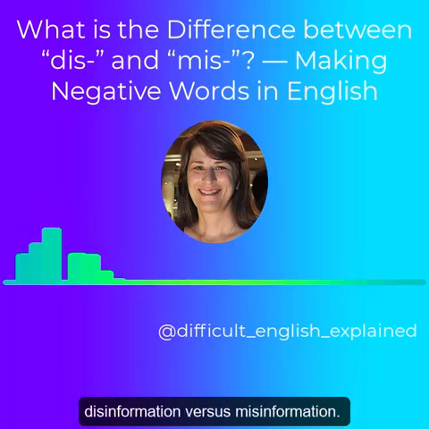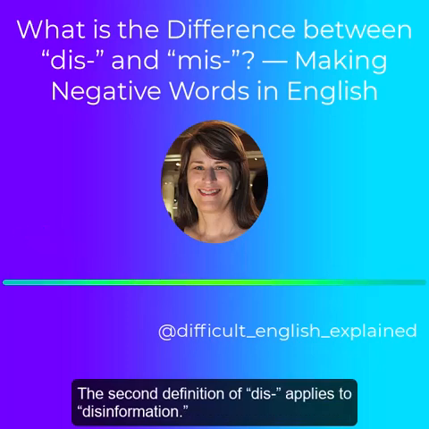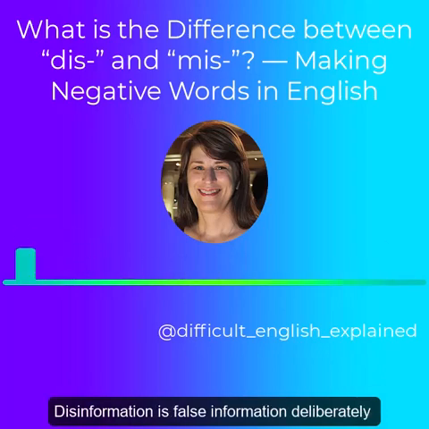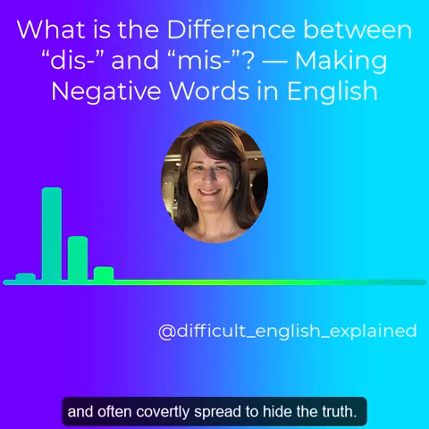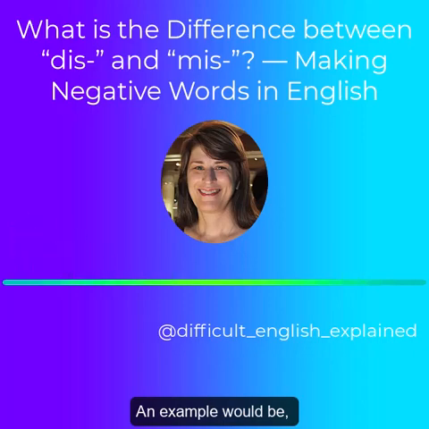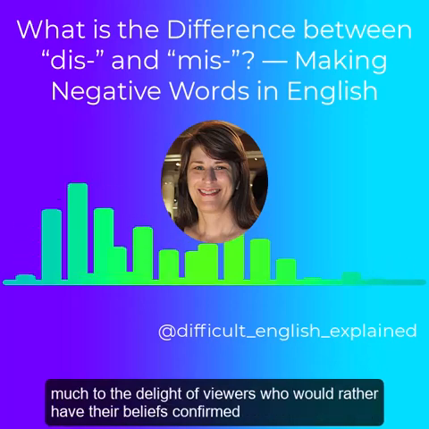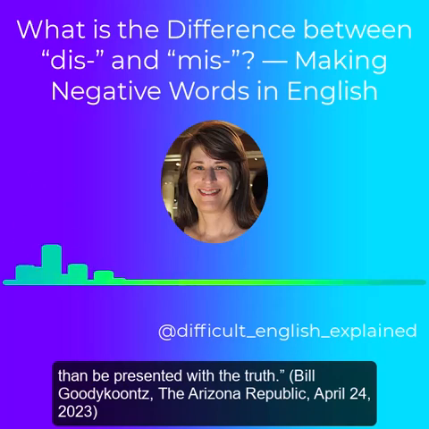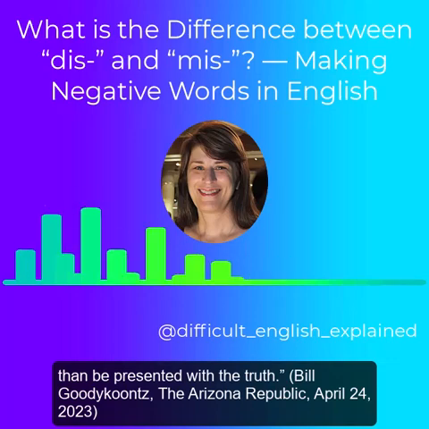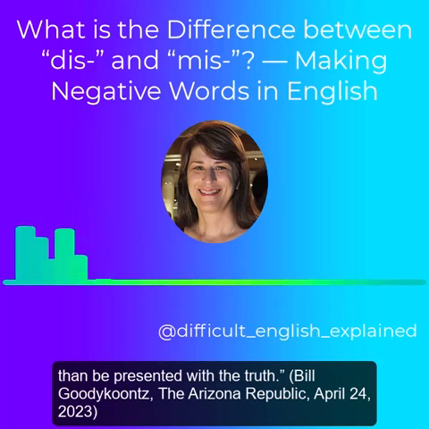Disinformation versus misinformation. The second definition of dis applies to disinformation. Disinformation is false information deliberately and often covertly spread to hide the truth. An example would be, Carlson has been spreading lies and disinformation on Fox News for years, much to the delight of viewers who would rather have their beliefs confirmed than be presented with the truth. Drawn from Bill Goodykuntz, The Arizona Republic, April 24, 2023.